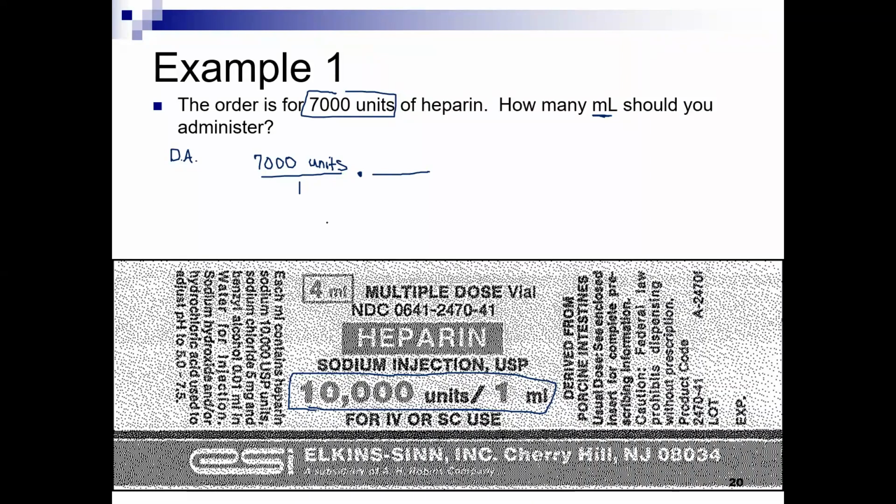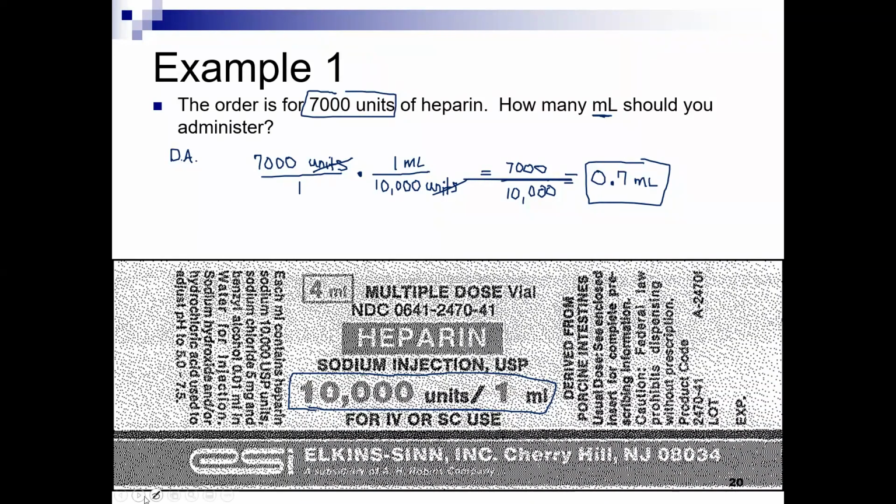I know that in dimensional analysis, I have to set up the problem to cancel units. So looking at my label, I see that there are 10,000 units to 1 ml. So I am taking what was a fraction on the label and setting it up so that the labels cancel. And so my math here would be 7,000 over 10,000. And with the help of a calculator, or you might be able to do mental math on that one, but for most of us, help of a calculator, I see that that equals 0.7 milliliters. No rounding required. It came out to a number that's easily measurable.